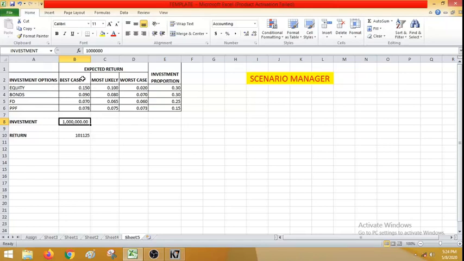So in the best case, if you invest in equity, 15% is the return. Here it is 9%, in FD it is 7%, and in PPF it is going to be 7.8%. Here I have specified them in decimals, so as percentages they would be 15, 9, 7 and 7.8. Similarly, in the most likely situation, if the economy is okay, if you invest in equity, it is going to be 10%, bonds 8%, FD 6.5% and PPF 7.5%. Again here it is in decimals.